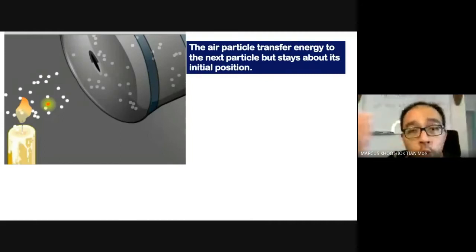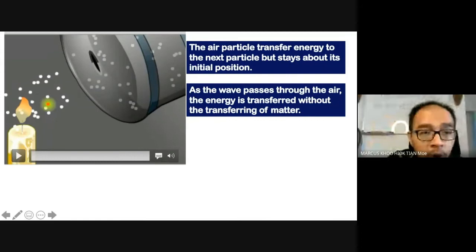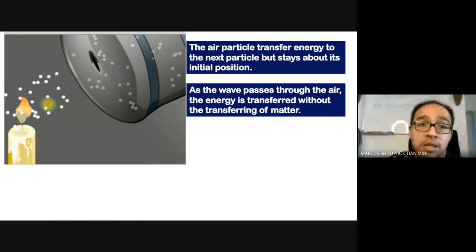Again, proving the same point. The air particles transfer energy to the next particle, but stay in their initial position. Yes, it is moving back and forth, but it is not moving forward all the way. It just transfers energy to the next one, but it stays in its initial position. So as the wave passes through the air, the energy is transferred, but the matter, this orange particle that you see over here and all the other particles, they are actually just there. Their function is just to transfer the energy. They're not supposed to be moving.